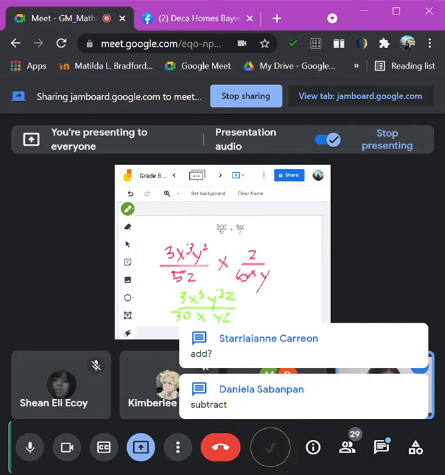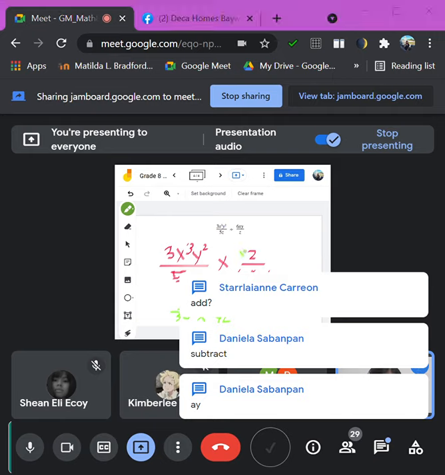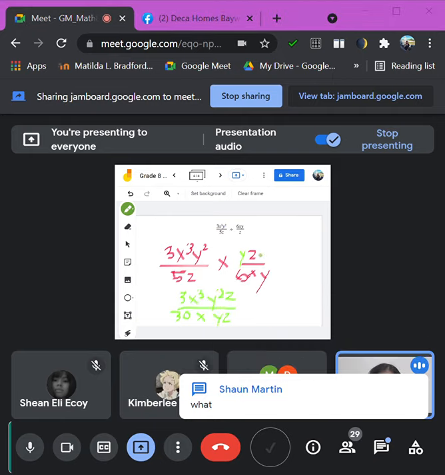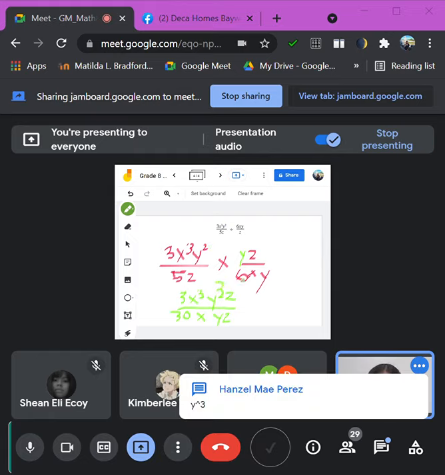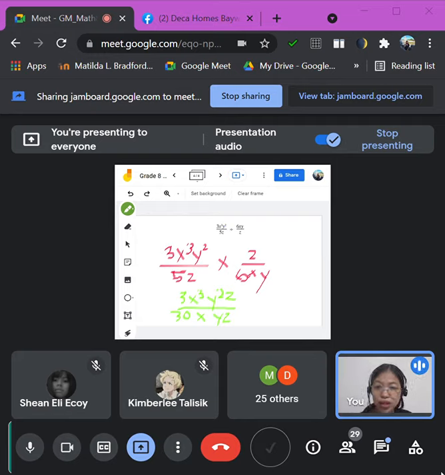So, for example, class, naa tay y diri. Y squared ni siya na YZ. Kung YZ na siya, imo na siyang i-add kung mag-multiply ta. So, makahimo ka og y squared times y, that is y raised to the power of 3. Okay? Kung naa YZ diri, pero wala man, so gi-copy ra nato. Example ra to siya ha. Don't forget, if naa exponent nga i-multiply, i-add na siya.